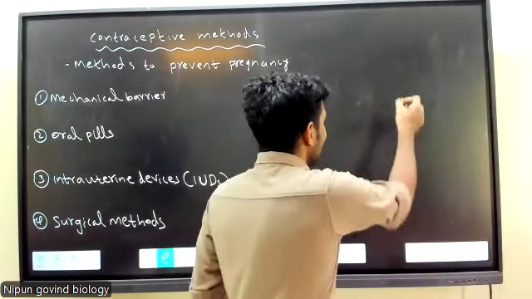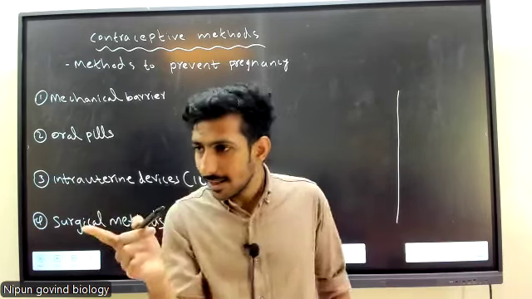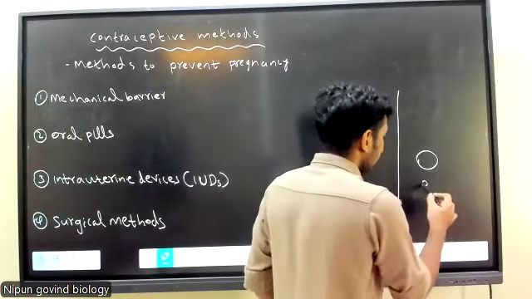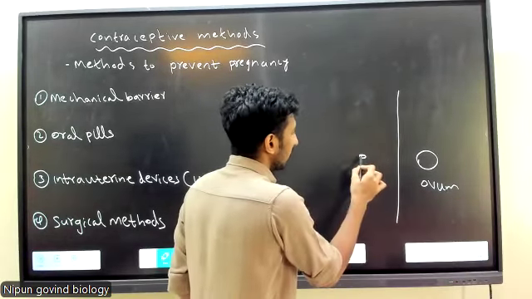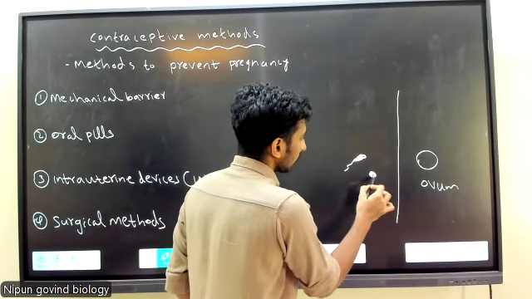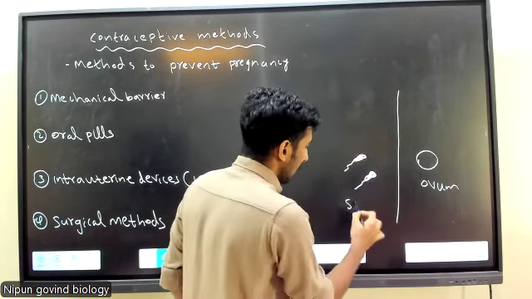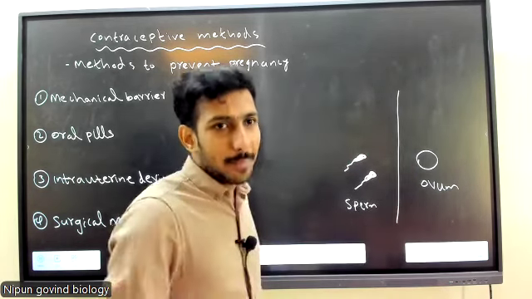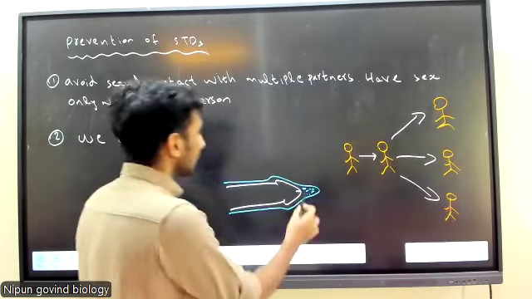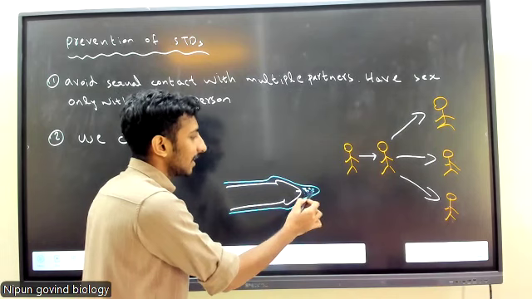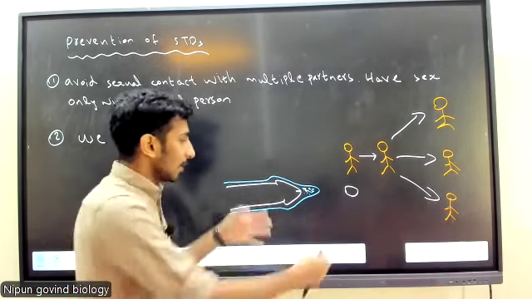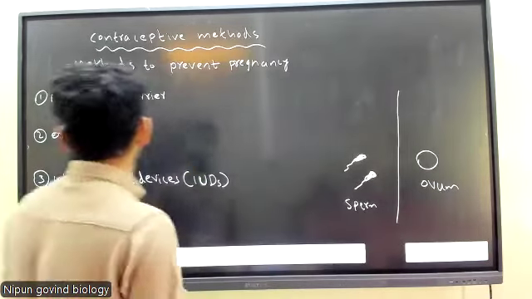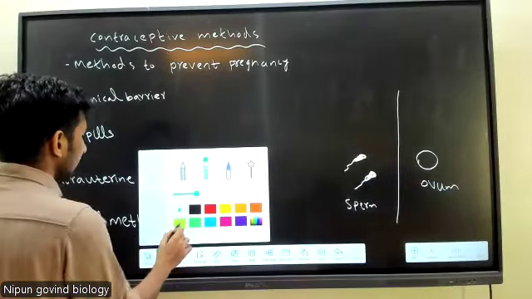What is meant by a barrier? This is a barrier, isn't it? Guys, listen. This is ovum, and this is sperm. Between the sperm and ovum, can you see a barrier? Condom is the barrier. Can you see the sperms released from the penis will be collected inside this? Ovum is here. Ovum cannot meet the sperm. Understood? So this is a barrier.